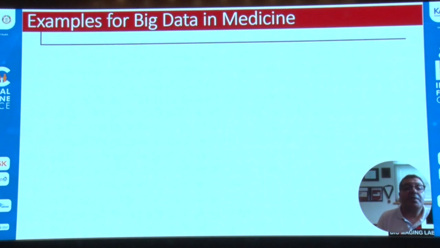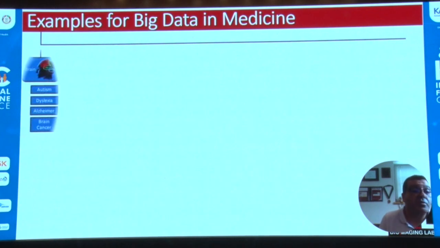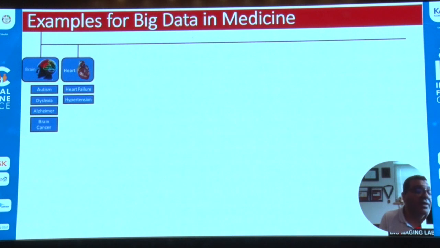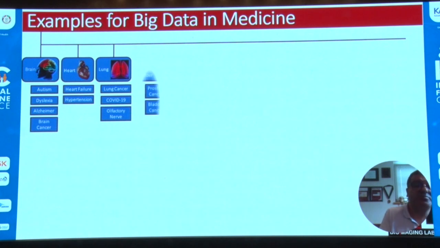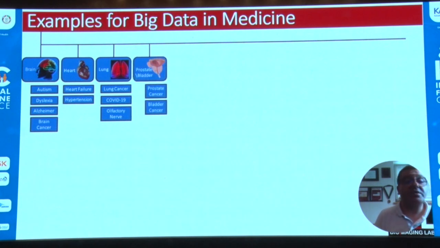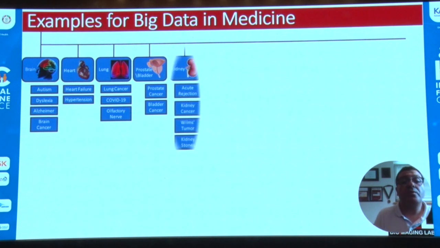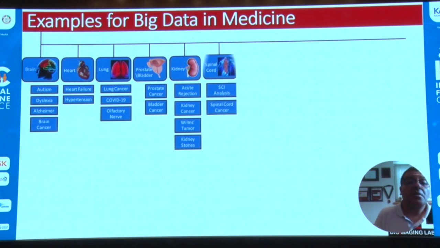So these are the current projects in my lab right now. We have brain projects, including autism, dyslexia, Alzheimer's, and brain cancer. We have lung and heart, including heart failure and hypertension. We work in lung cancer and COVID-19. We work in prostate cancer and bladder cancer. We work in kidney stone, acute renal rejection, Wilms tumor, and kidney cancer. We are working in spinal cord injury.